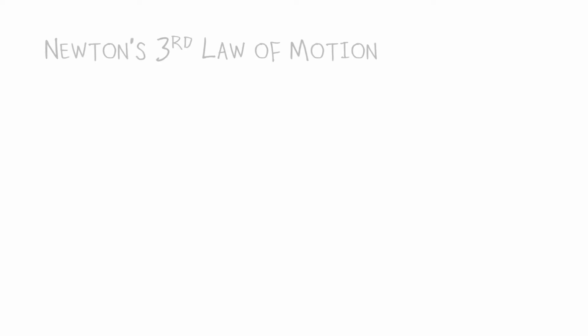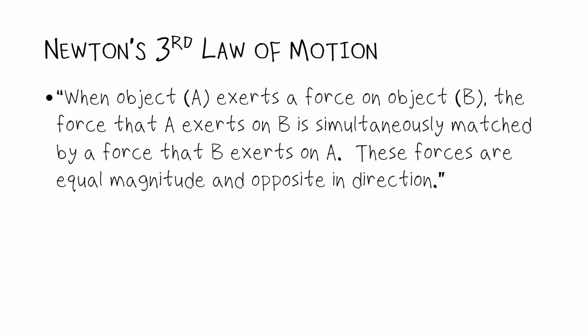Just as with the first and second laws of motion, the third law of motion can be written a couple different ways. We'll start off with a very formalistic and probably intimidating definition, but we'll break it down. When object A exerts a force on object B, the force that A exerts on B is simultaneously matched by a force that B exerts on A. These forces are equal in magnitude and opposite in direction.